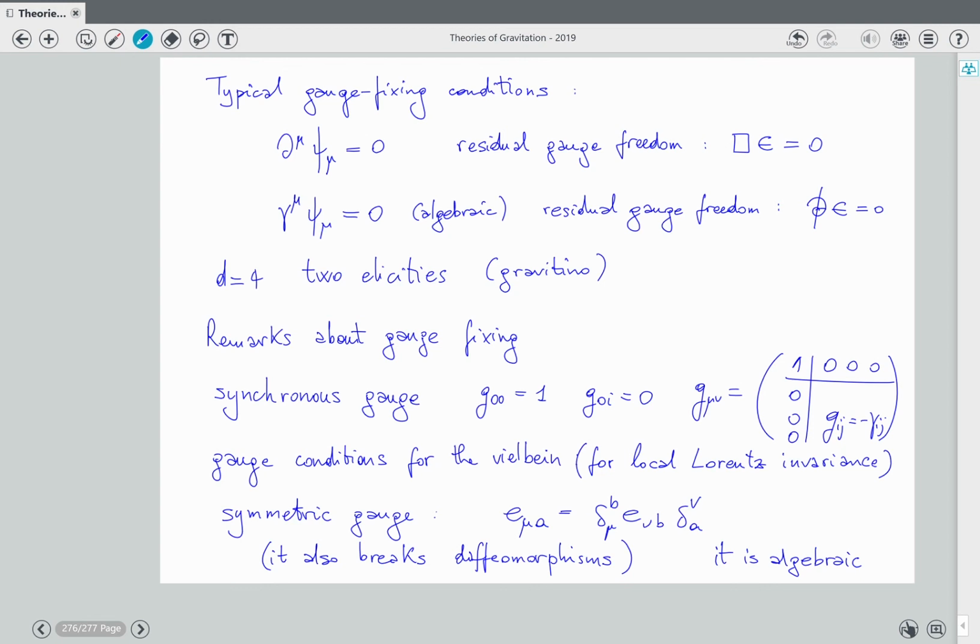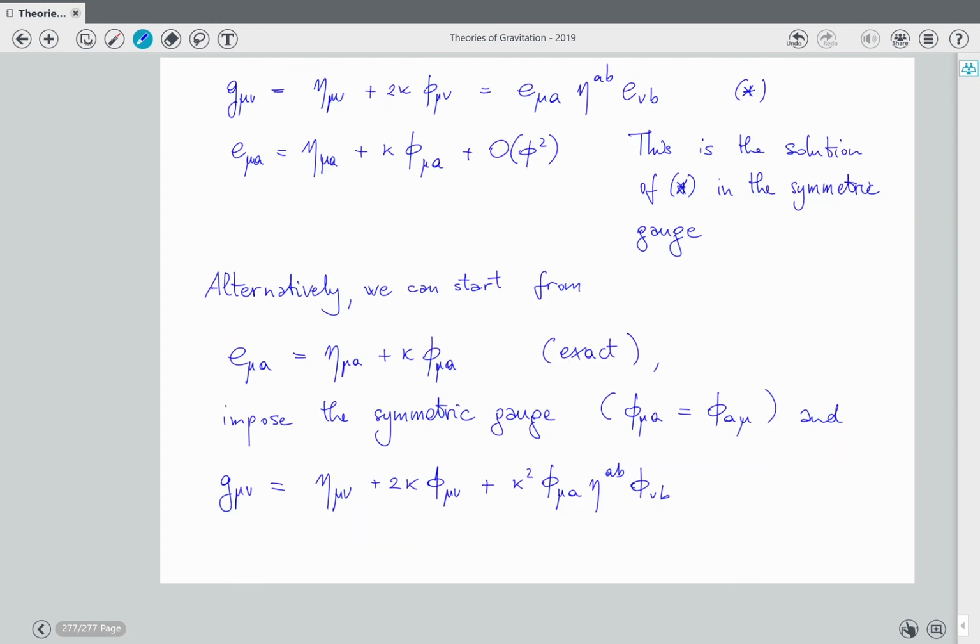So it can be solved without too much effort. It's enough, for example, to make this expansion around flat space and say that this is a symmetric matrix, phi mu a, and that's it. You already have imposed this gauge.